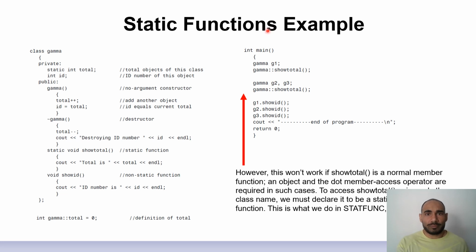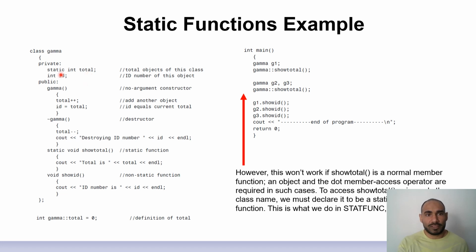So in this program, there is a static data member, total, in this class called gamma. This data keeps track of how many objects of the class there are. We're going to create objects of this class, and then this member will keep an account of how many objects are there. It is incremented by the constructor and decremented by the destructor.